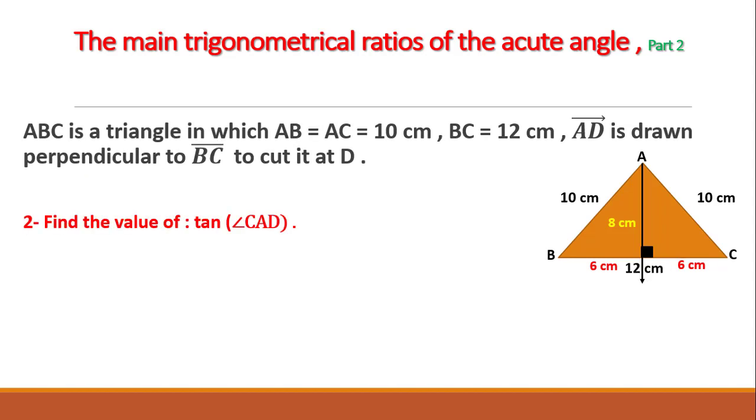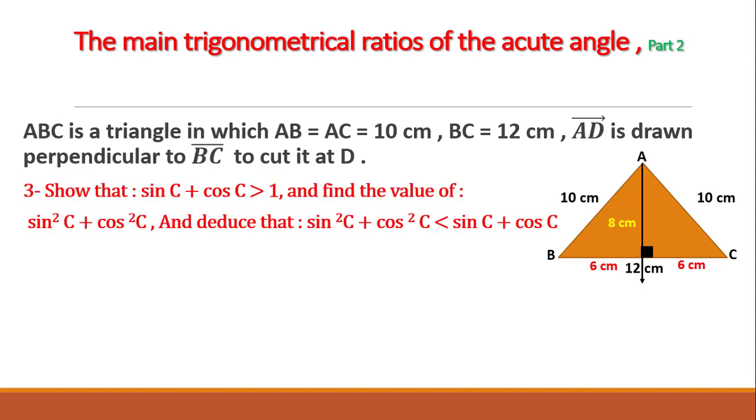Now find the value of tan the angle CAD. Where is CAD? This is CAD, so this angle. Tan equals opposite over adjacent, so 6 over 8. Simplify it by dividing by 2 up and down to get 3 over 4. This is number 2. What about number 3?